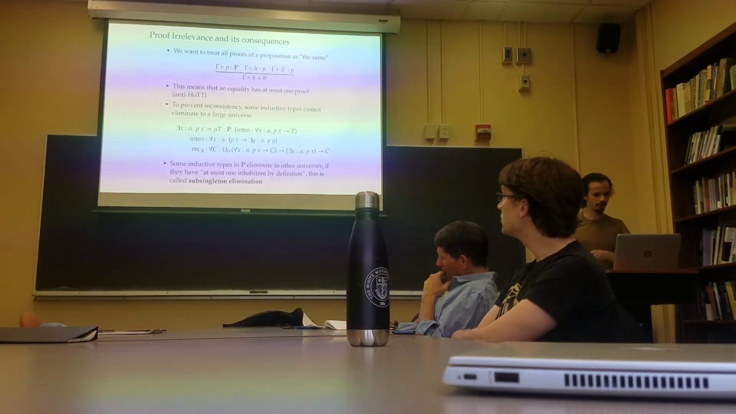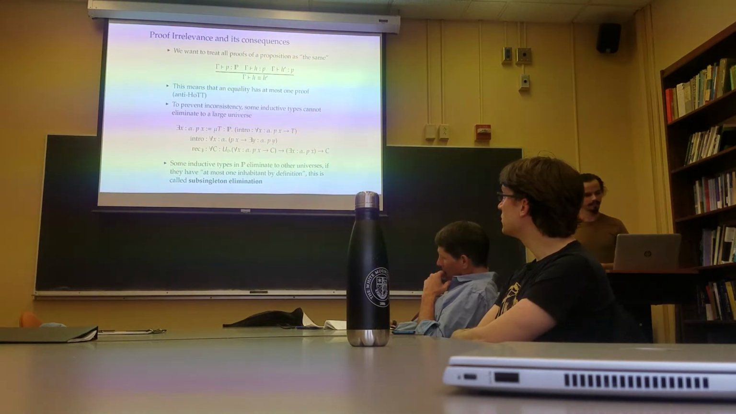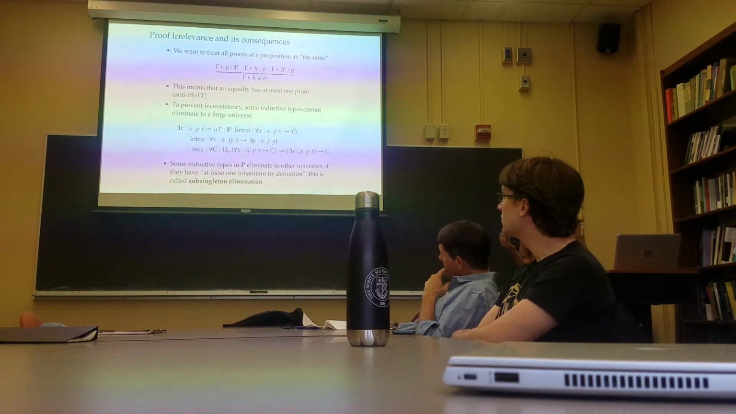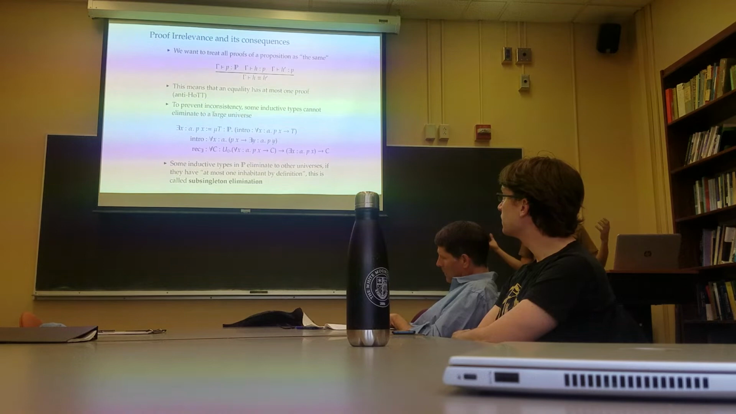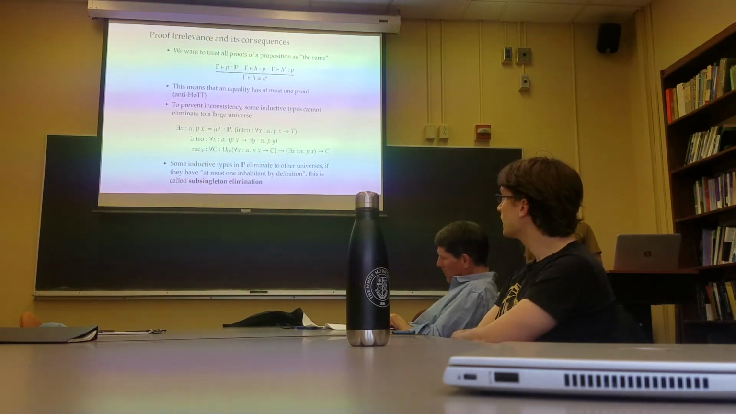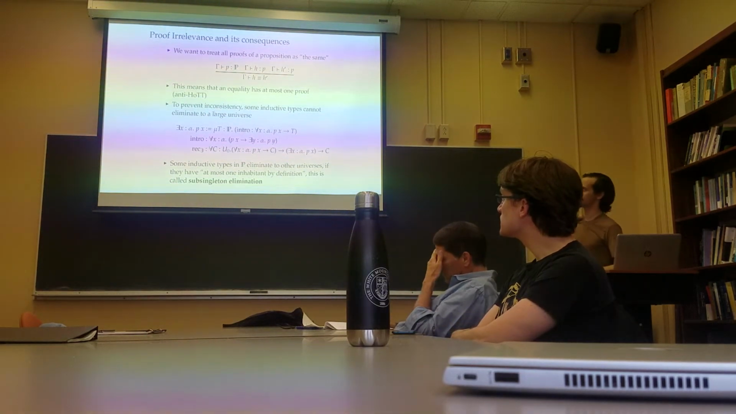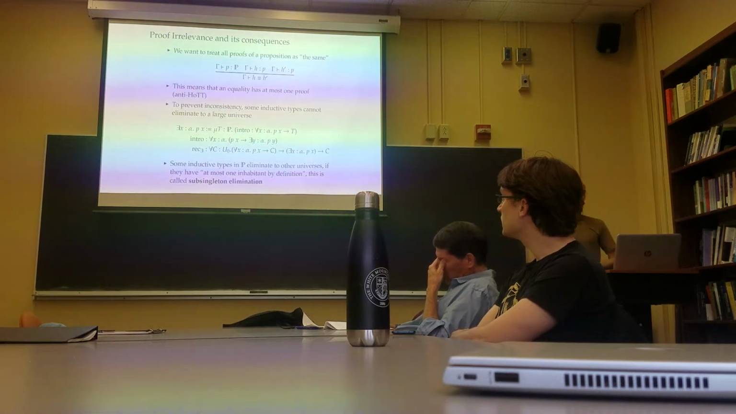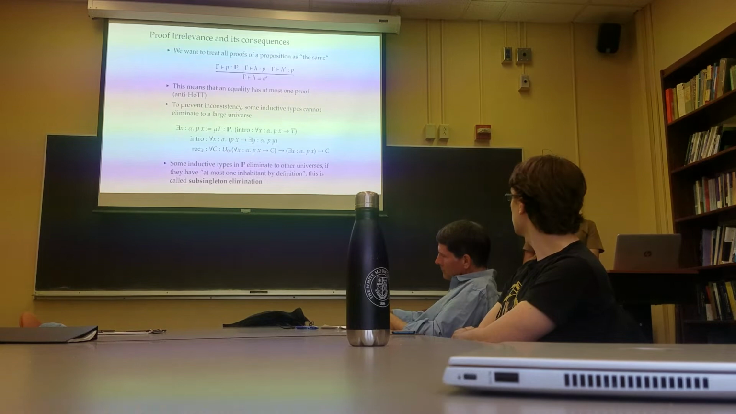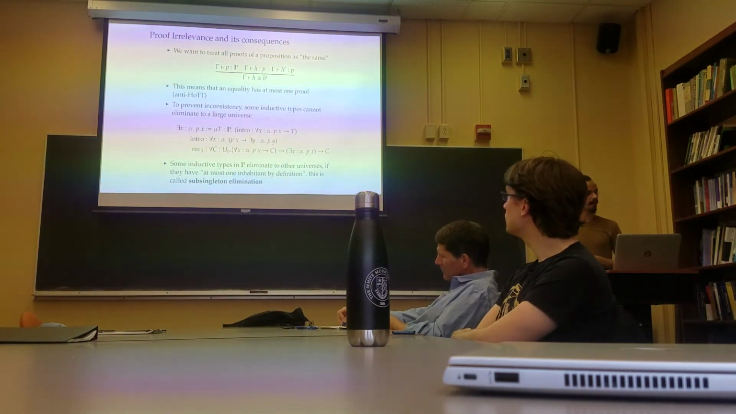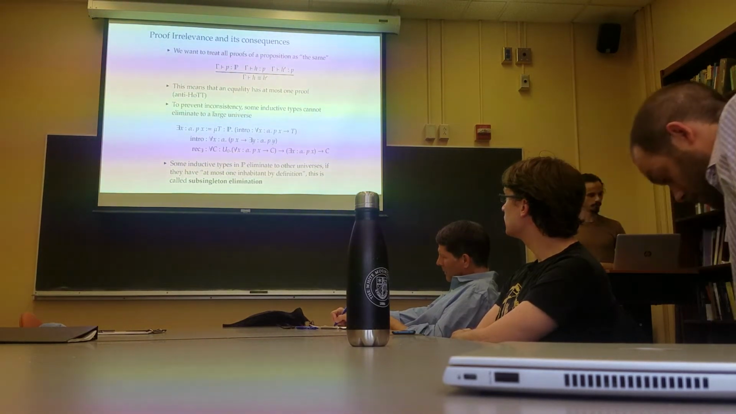Proof irrelevance is the idea that if we have two proofs, two elements of this lowest universe, then they are just definitionally equal. This has some interesting consequences. One of them is that this is an anti-HoTT axiom, we could say. It is in contradiction to univalence, so we can't do HoTT with this.